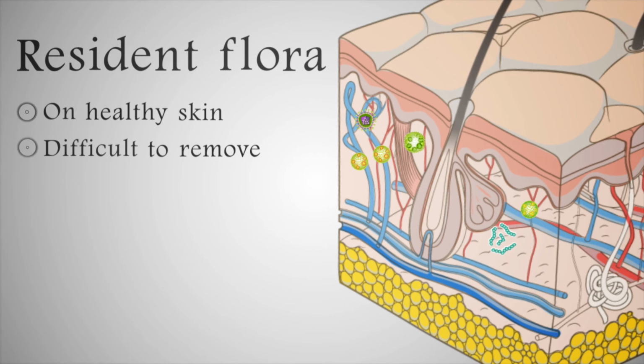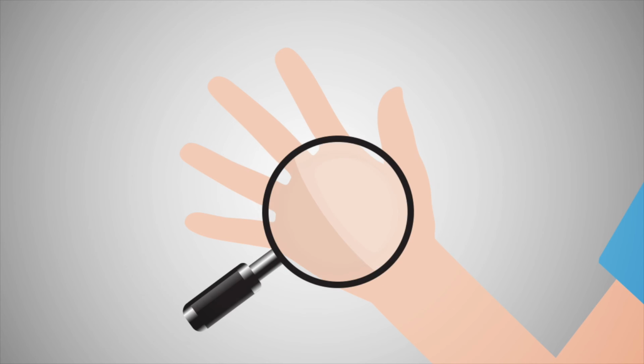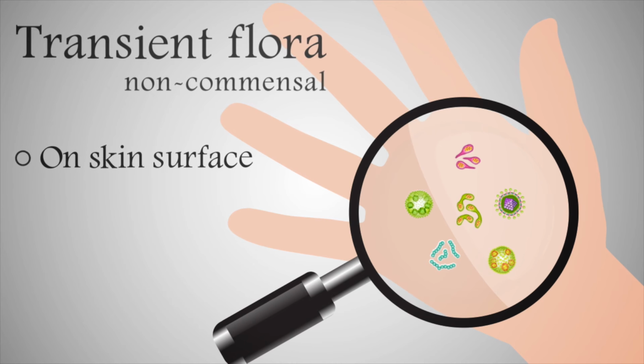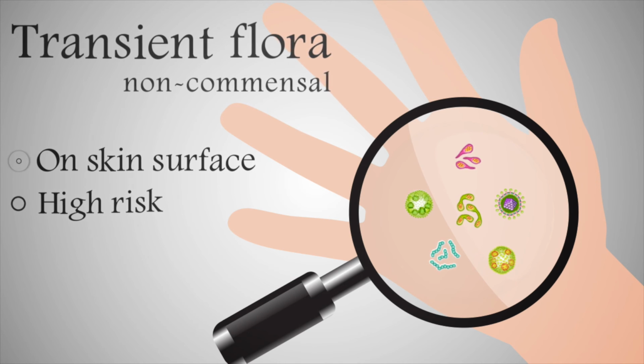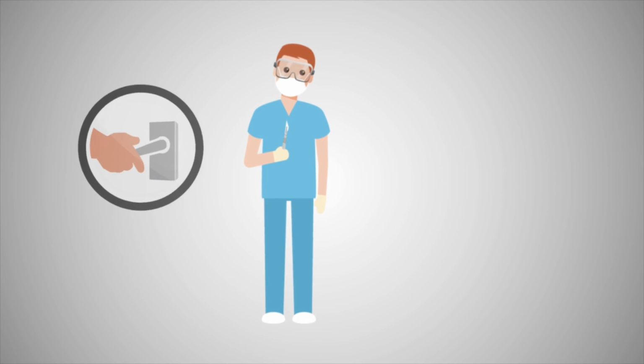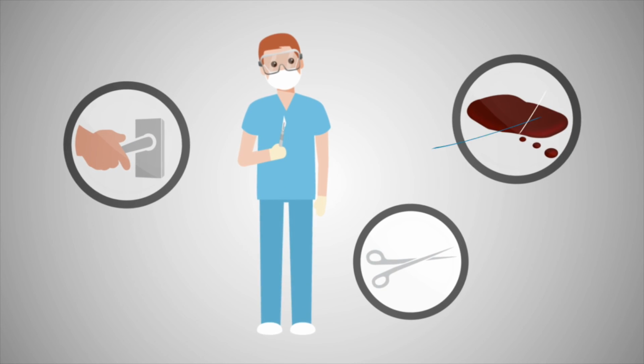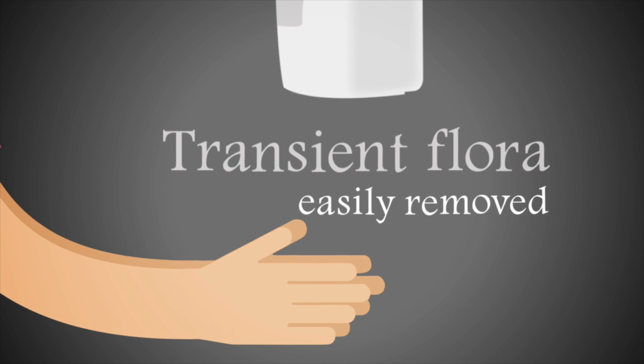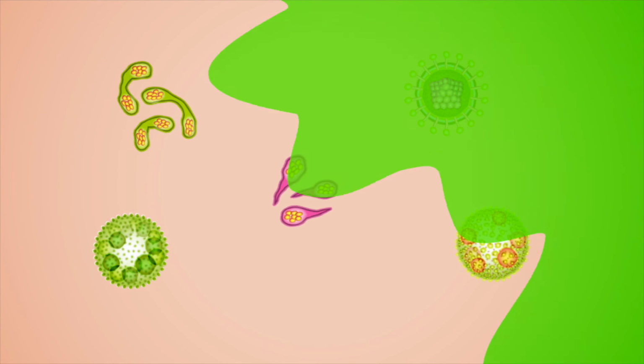Commensal flora are not usually associated with disease transmission, but may cause infections if they enter the body through damage to the skin. The transient non-commensal flora consists of microorganisms on the surface of the skin associated with healthcare-acquired infections. These transient bacteria may be acquired by touching contaminated body fluids like blood or contaminated surfaces and instruments. Transient flora are more easily removed or inactivated by hand hygiene than resident flora. The aim of hand hygiene is to reduce resident flora and remove transient flora from the hands of healthcare staff.